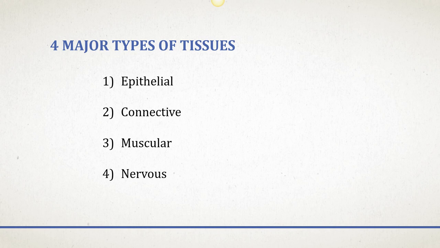So starting out with the first few definitions here, the four major types of tissues. On an exam, I will ask you a multiple choice question that says, which of the following is not one of the major categories of tissues? So these four are the ones that are. So knowing these will help you answer that question. The four major types of tissues are epithelial tissue, connective tissue, muscular tissue, and nervous tissue.